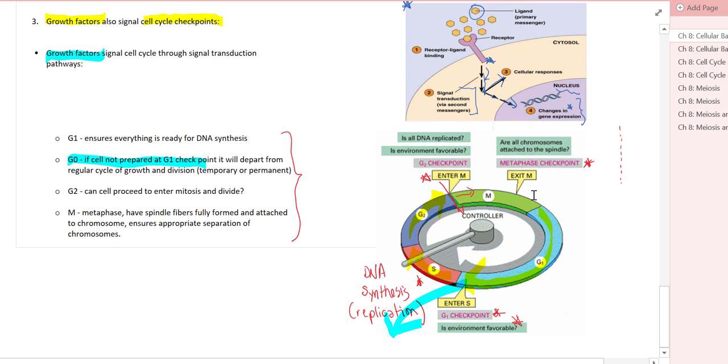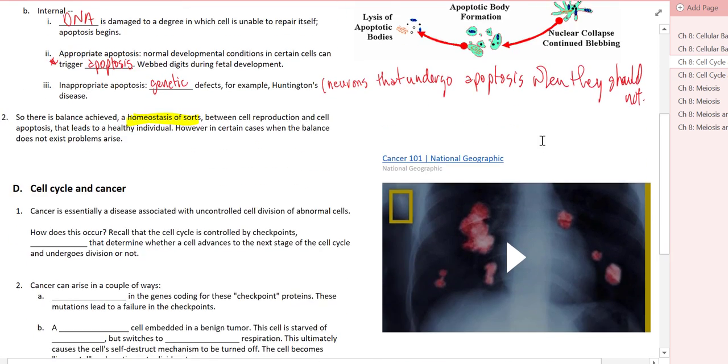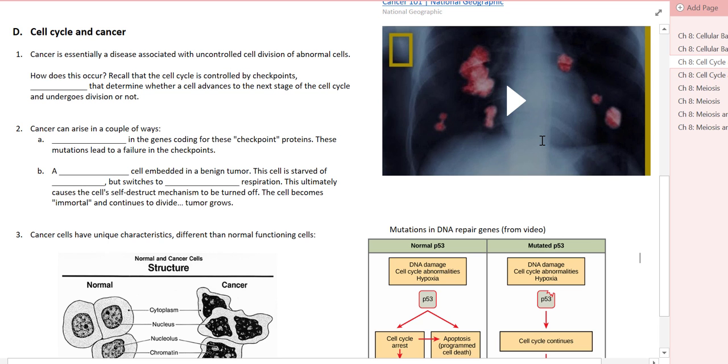Now, something may occur within that cell cycle that leads it to that programmed cell death. It could be internal conditions within the cell, external conditions outside of the cell. But again, it's all part of the normal cell cycle of life and death of cells. Except in such circumstances when it's not normal. And that is essentially the role that cancer plays within the cell cycle. And that's exactly what cancer is: a disease associated with uncontrolled cell division.